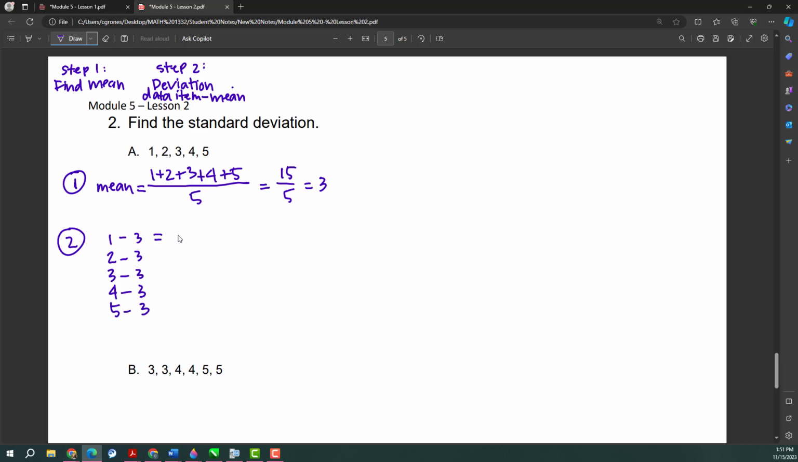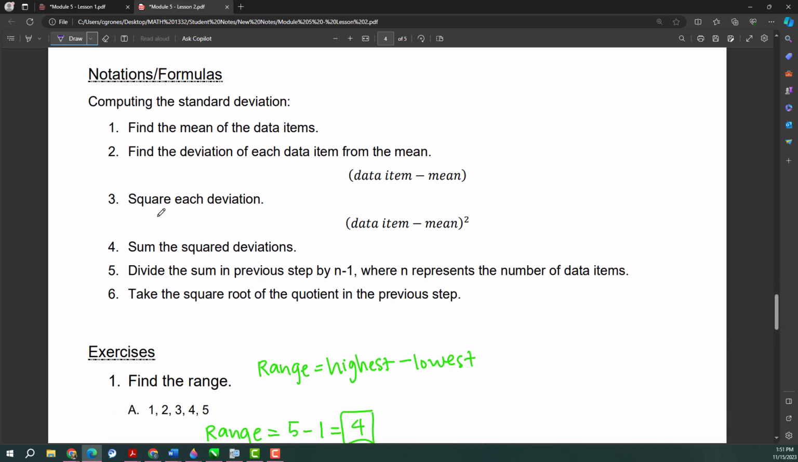So 1 minus 3 is negative 2. 2 minus 3 is negative 1. 3 minus 3 is 0. 4 minus 3 is positive 1. And then 5 minus 3 is 2. Step 3 is to square each deviation.